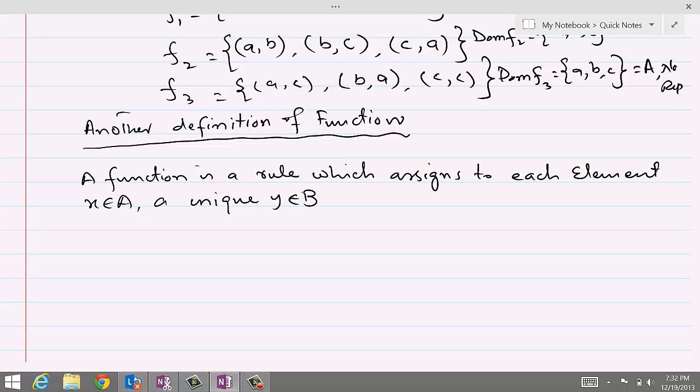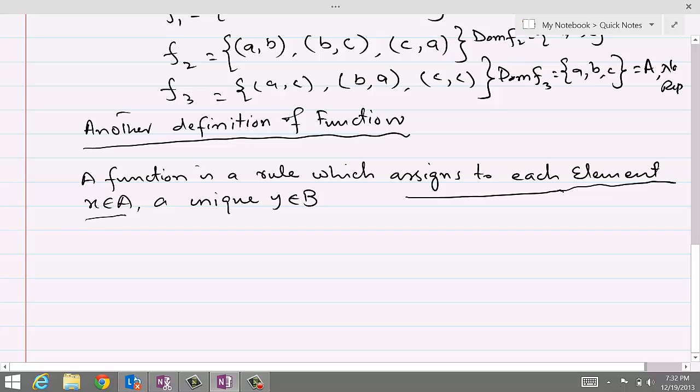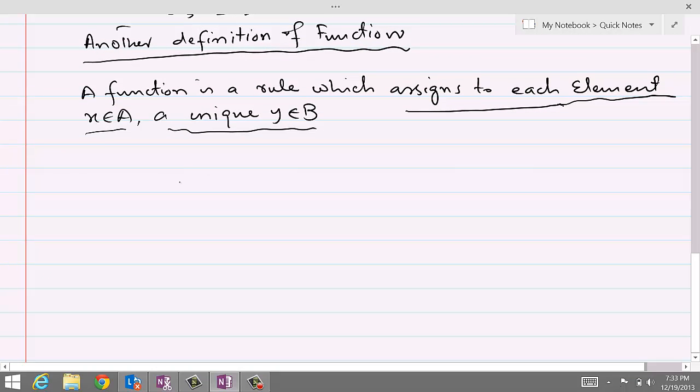So which ones are those conditions? A function is a rule which assigns to each element x belonging to A. If you read this sentence carefully, essentially it means that we have to assign an element of B to every element of set A. So the domain must be equal to set A. And then it says a unique y belonging to B. Unique means that the domain cannot contain multiple elements.